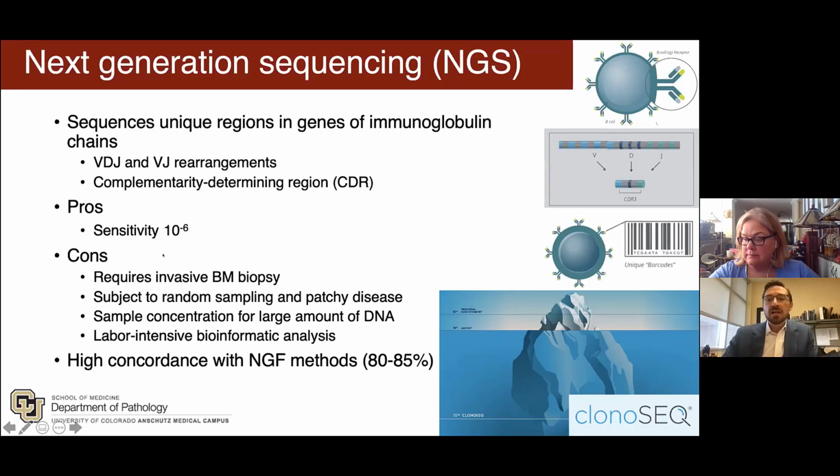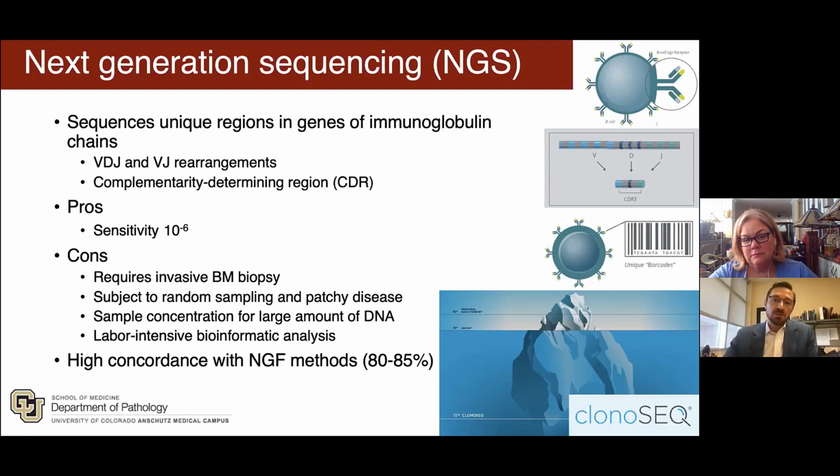So similar to next generation flow, it's got great sensitivity, right? One out of a million cells, you can pick that up. However, there are similar problems, the same two that we discussed for next generation flow: patients still have to undergo biopsy, and they still have problems with patchy disease or random sampling.